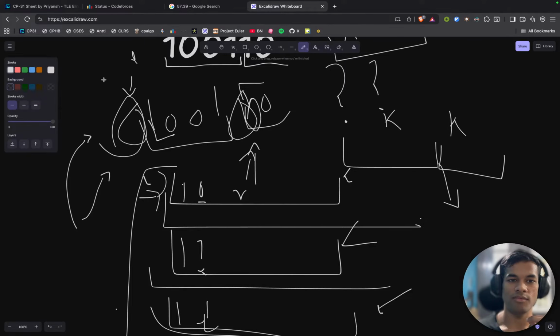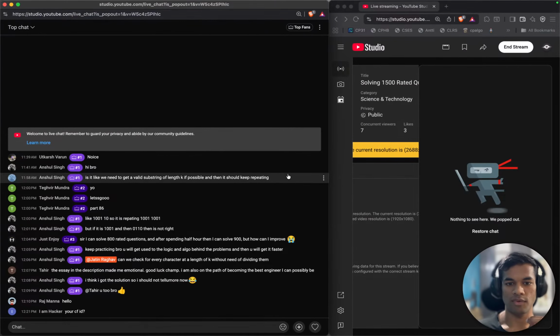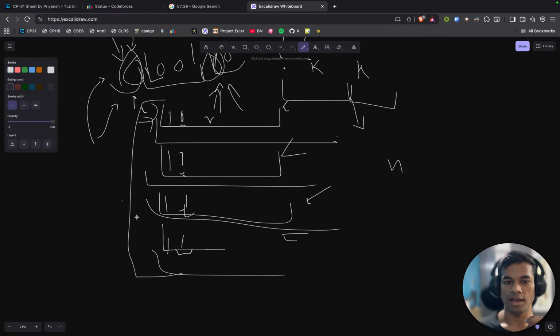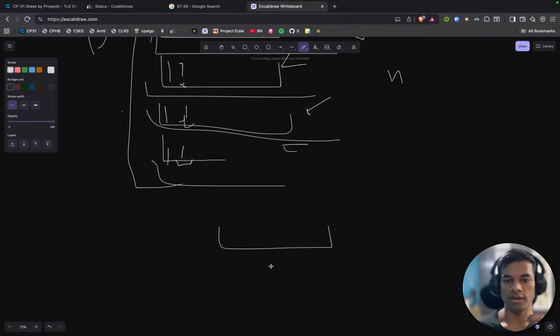This is very genius, I would say, because my monkey brain went directly to this strategy of going through the string character by character. But using this fact that the string should keep repeating, every string of size k should keep repeating, we can compare these strings in chunks of k.